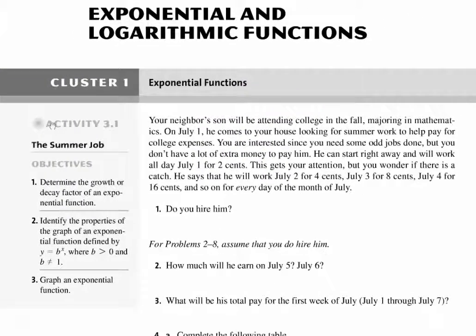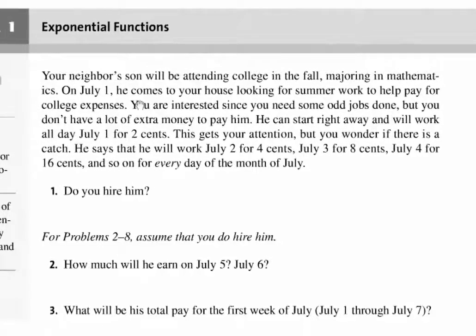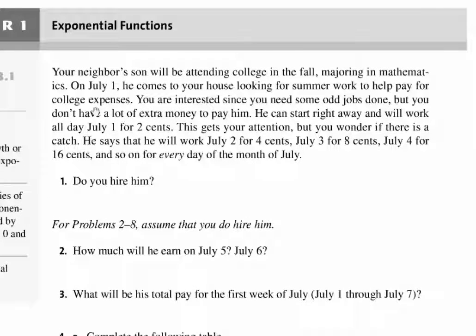So we start with an example. Your neighbor's son is going to go to college and is looking for summer work to help pay for tuition and books and all of those other things. So he says he'd like to work for 2 cents a day on the condition that you double his pay every day. So on July 1st, he'd earn 2 cents. On July 2nd, he'd earn 4 cents, then 8 cents, and so on. So it says, do you hire him?